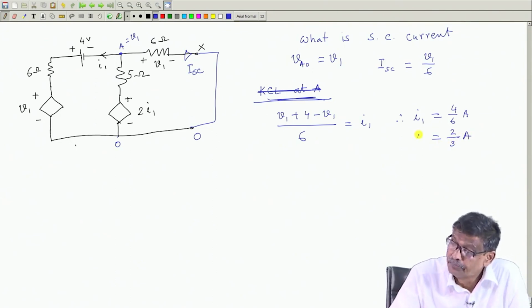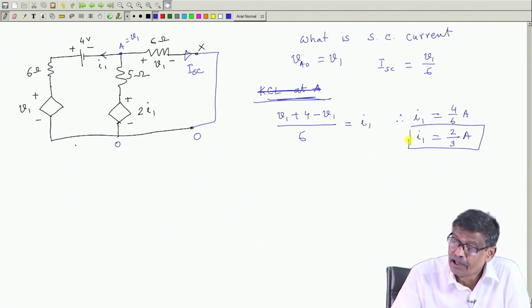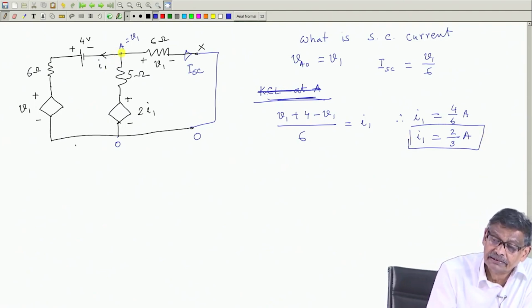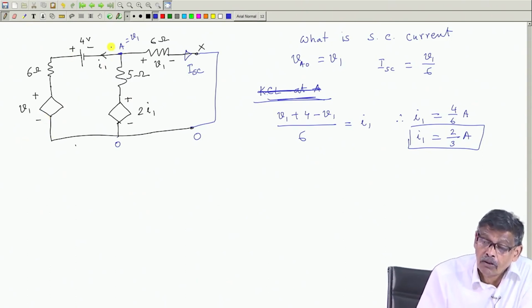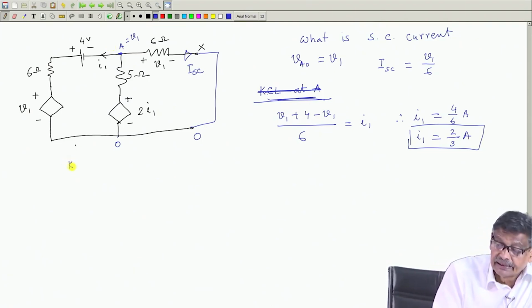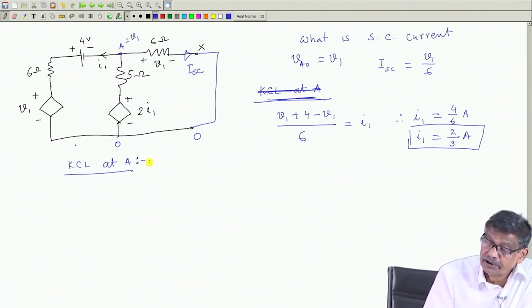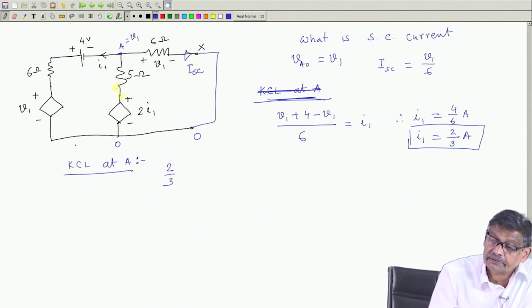I1 immediately can be found out. So, now I know I1 is also known, and for this I did not apply KCL, just this branch current in terms of the voltage across this branch. How much is it? V1 plus 4 minus V1 with the polarity. So, I1 is known. Then you apply KCL at A. It will be equal to current in this branch, and that is already known, 2 by 3. You know?